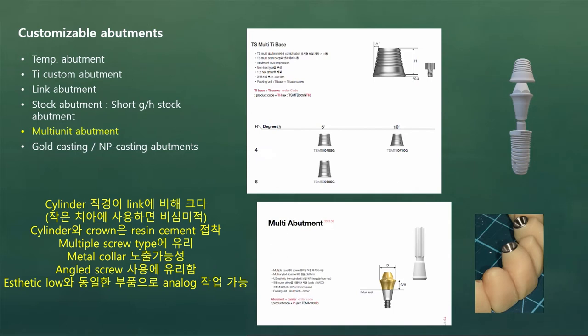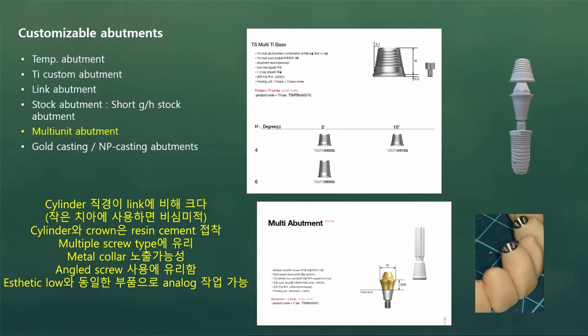But here, mostly in the aesthetic area, rather than using this abutment, you use the link abutment. This abutment is mostly used for immediate temporary prosthesis, since the external type is less sensitive, so you mostly use this one for temporary. And the abutment structure shows it's favorable for using the angle screw. So if you select good, fitting cases, you can create a good prosthesis.